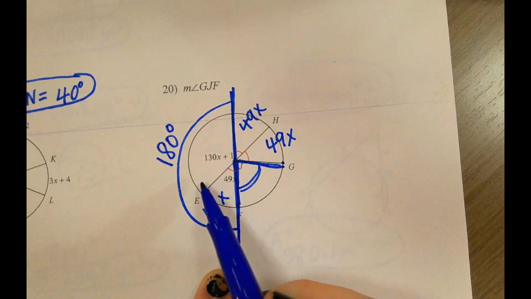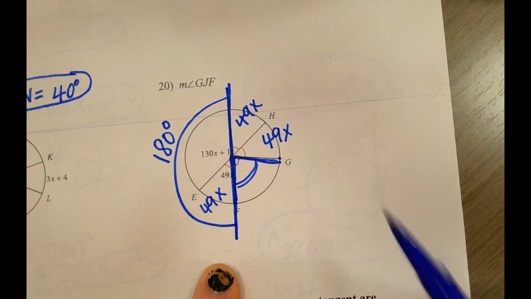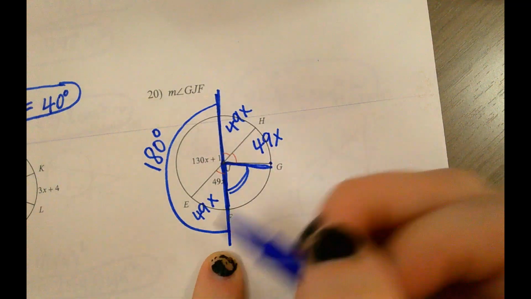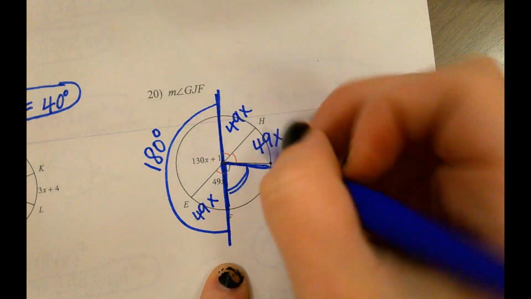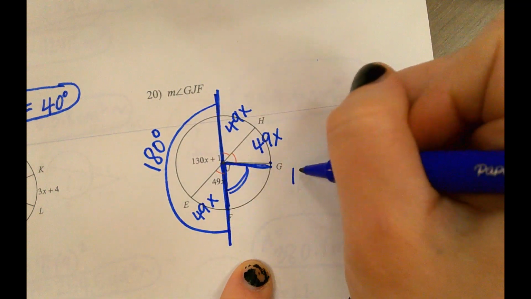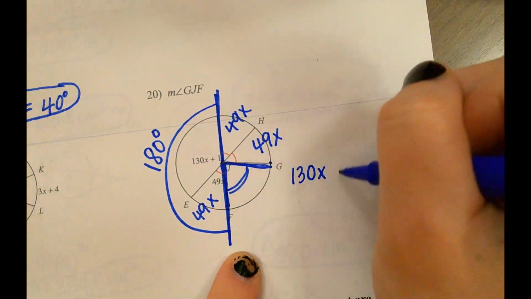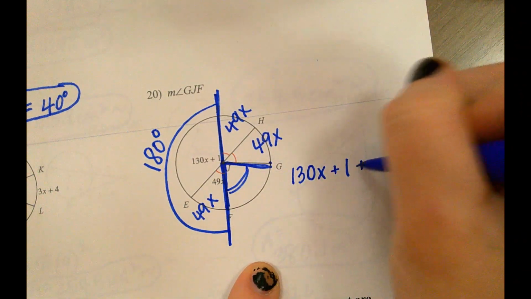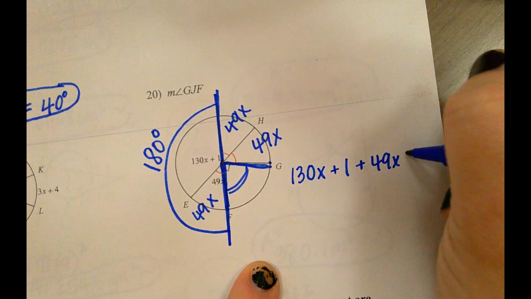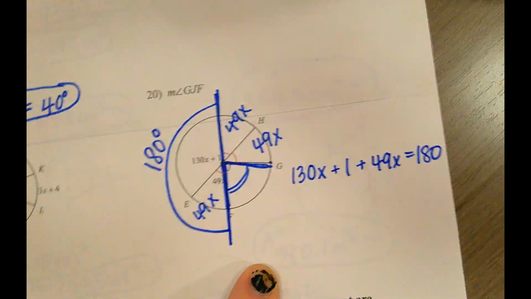So if I can solve for x, I can use that to help me find other things. So one thing at a time, we'll solve for x. We're going to write that equation you just gave me: 130x plus 1 plus 49x equals 180.